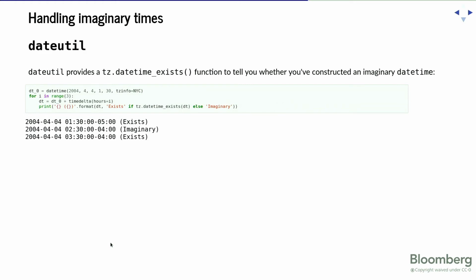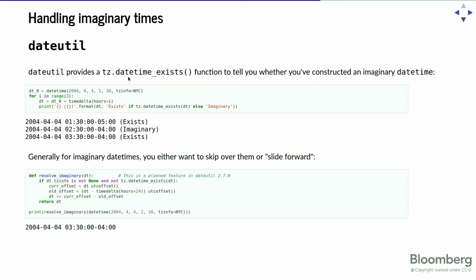So dateutil provides a similar function that says datetime exists, to tell whether or not the time zone you've constructed is an imaginary datetime. Right now, there's nothing in the library that will help you deal with that, unless all you want to do is go through a list of dates and skip anything that is imaginary. But I've written this very short, basic function that will essentially just shift you over into the second portion, the standard time or daylight time. You slide forward with this resolve_imaginary.